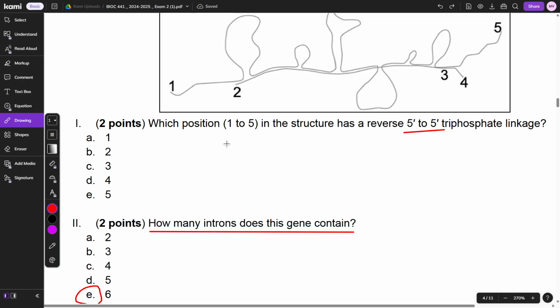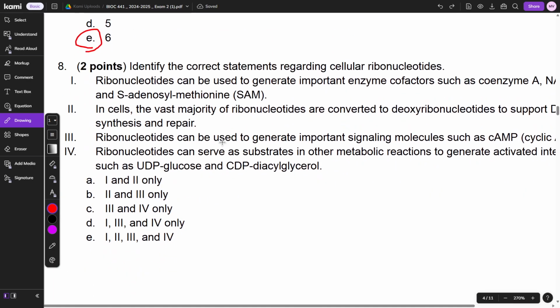This would be on lecture 11? Transcriptional processing, I think. I think it'd be lecture 11. Double check that for me. Yeah.